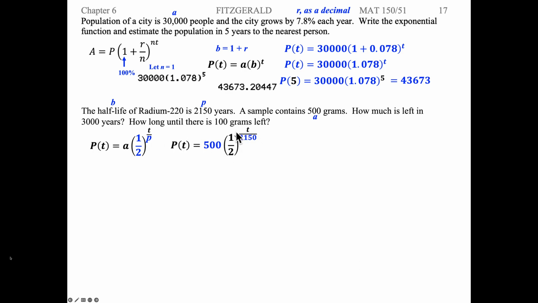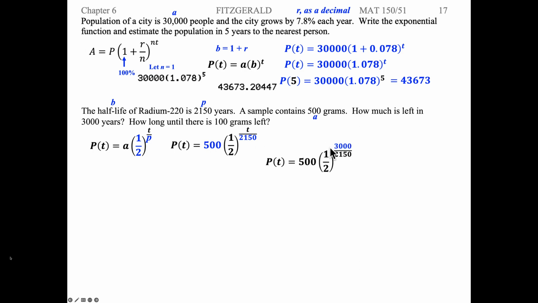So here's my formula. Now, how much is left in 3,000 years? We'll put 3,000 in for t. Well, it's definitely bigger than 2,150, so this answer has to be less than 250 because half of 500 is 250. However, we don't get 2 half-lives occurring. That would mean we would have to be at, let's see, if we doubled this denominator, 4,300. Well, we're less than that. So if you take half of 500, which is 250, half of 250 is 125, your answer has to be somewhere between 125 and 250.